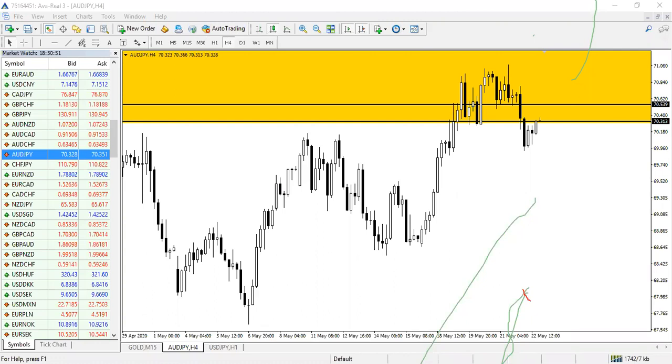So obviously we're expecting this to continue with the drop. Expecting this AUD JPY to drop further again. Why? Because it has broken a level. Zoom in, you can see that, guys.